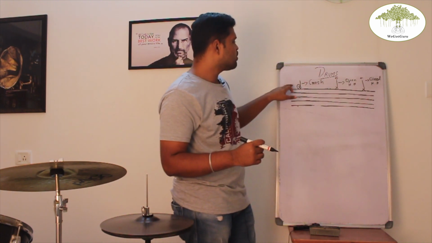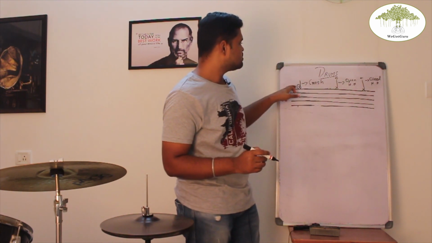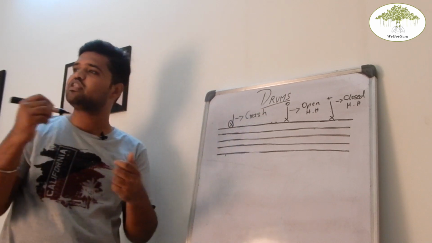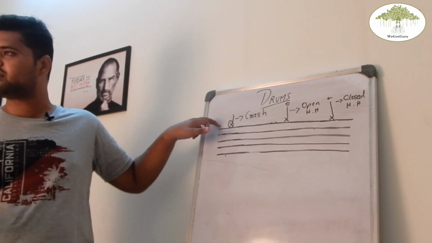Now for the last one, the crash. You heard about the ride cymbal, hi-hat and all. The last one is the crash, which comes on the left side of the drum kit. It has the same cross mark, but it is circled. This is considered a crash, and it comes above the first line.